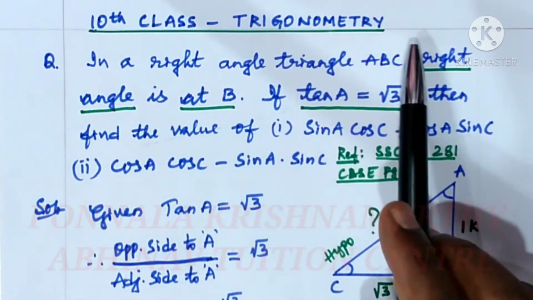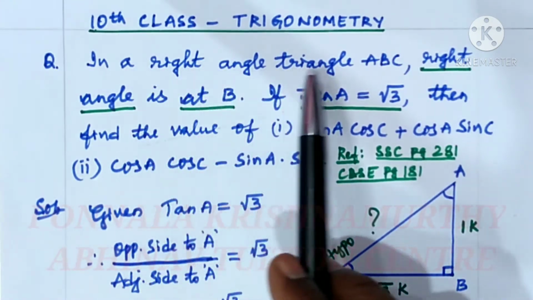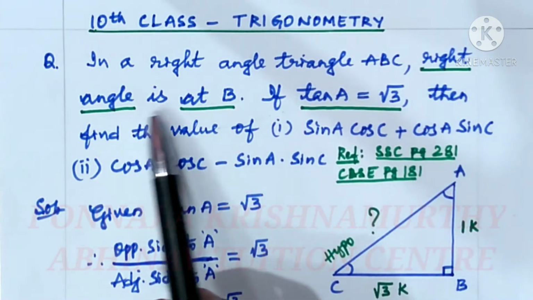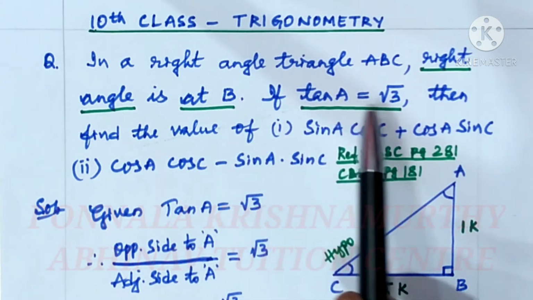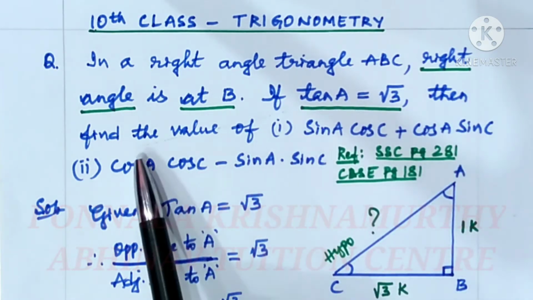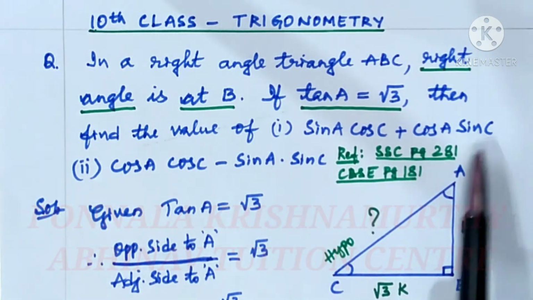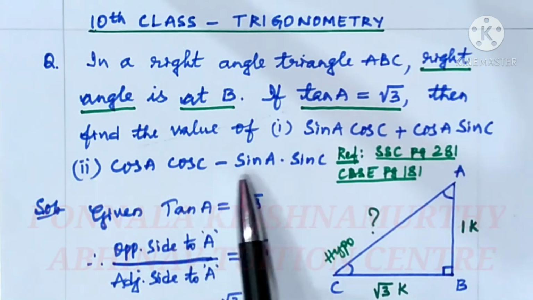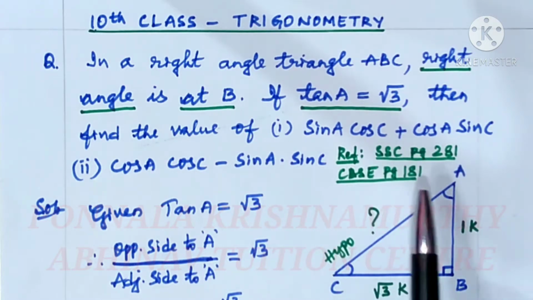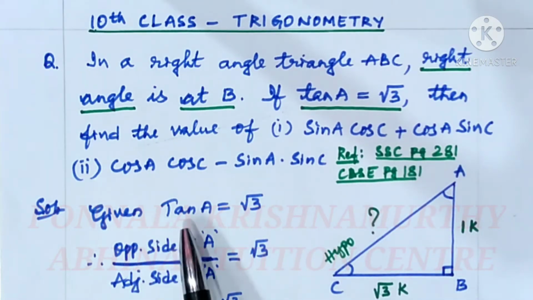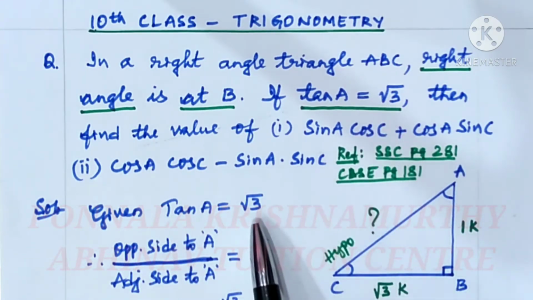10th class trigonometry. In a right angle triangle ABC, right angle is at B. If tan A equal to root 3, then find the value of sin A cos C plus cos A sin C, and cos A cos C minus sin A sin C. Reference is here. Given tan A equal to root 3.